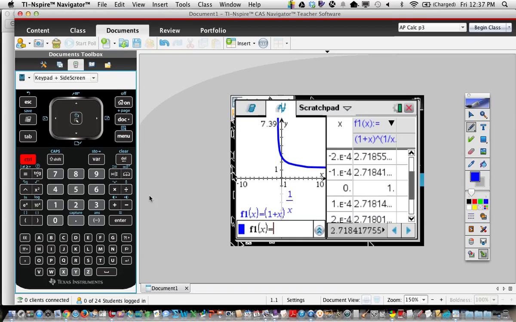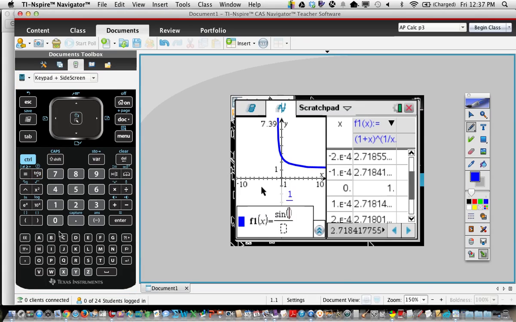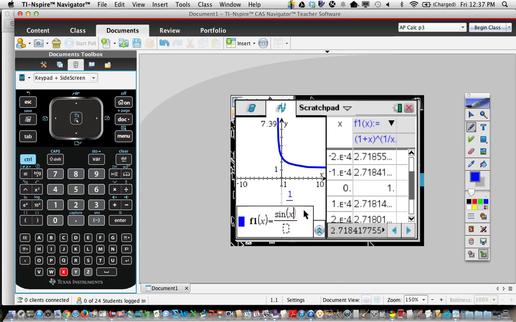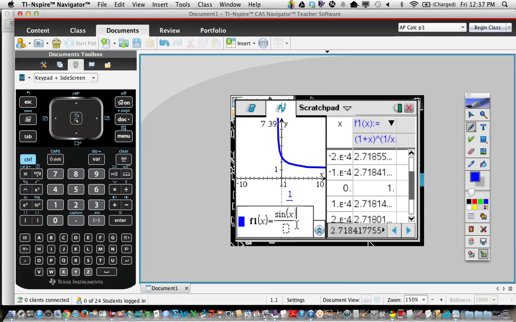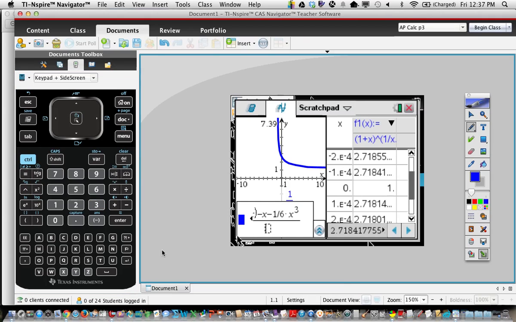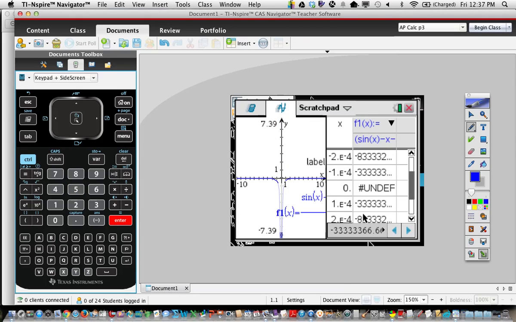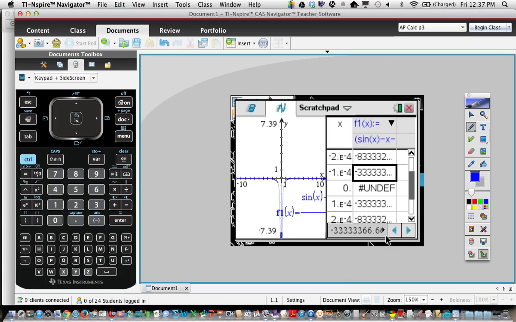So what do we got? We got what's on top of number 6? Sine x. Minus x minus 1/6 x cubed. And on the bottom, x to the 5th. Okay. And so that one looks like so. Now, this is as x approaches 0.